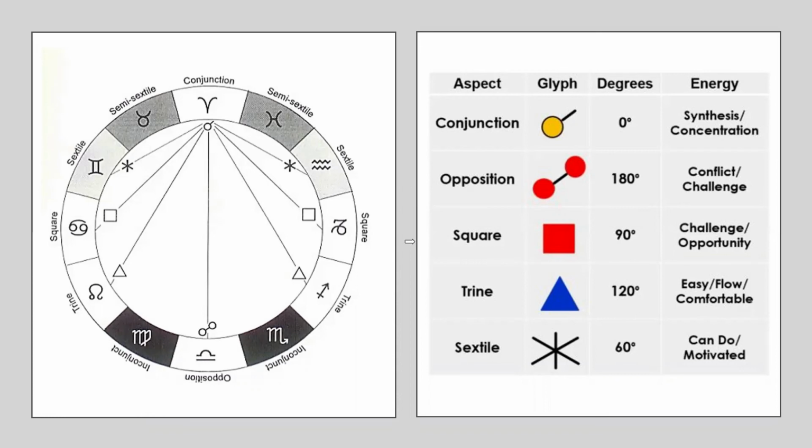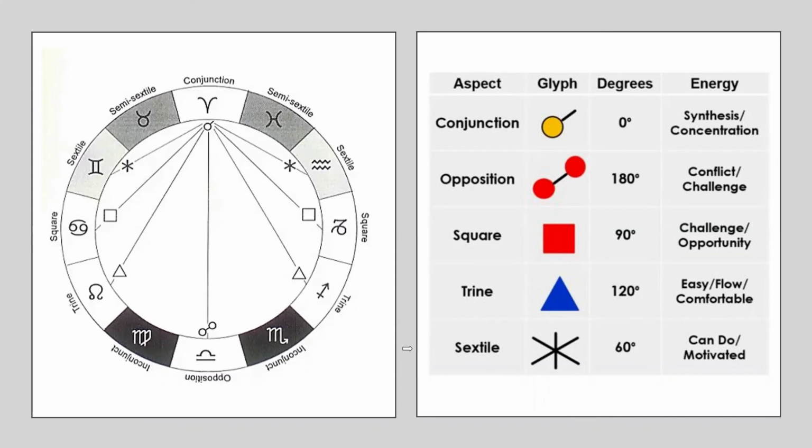The square is an aspect of 90 degrees. It represents a challenge, an opportunity, an adjustment. The trine is an aspect of 120 degrees. It represents your talents, things that are easy for you, things that are comfortable. The sextile is an aspect of 60 degrees. It represents opportunities of all kinds. It's very similar to the trine, but you have to put more effort into things.